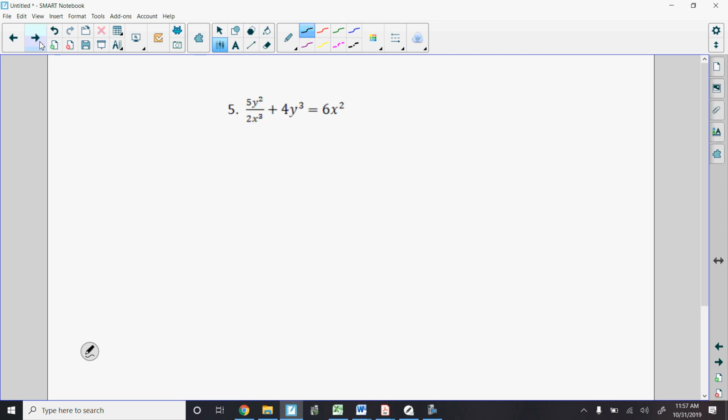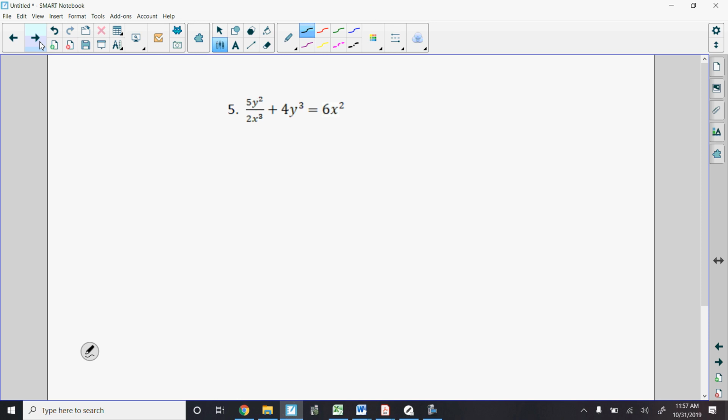I've got 5y squared over 2x cubed plus 4y cubed equals 6x squared. Okay, by looking at this, we can see that this is going to involve the quotient rule. Okay, it's also kind of a bear to simplify. So I want to show you my preferred method of doing it. Okay, it's not the only way that works, but it's a way that works best for me, and you can use this way or do it a different way as long as we get that correct answer.